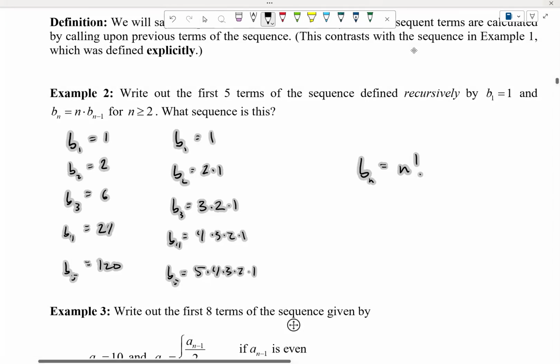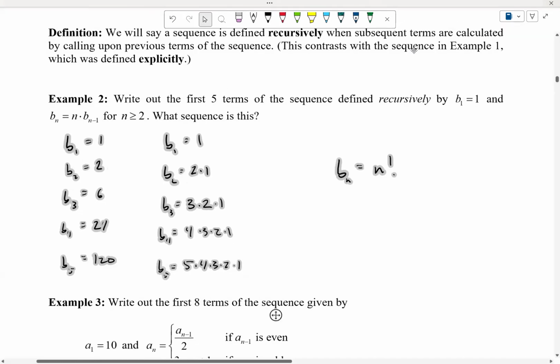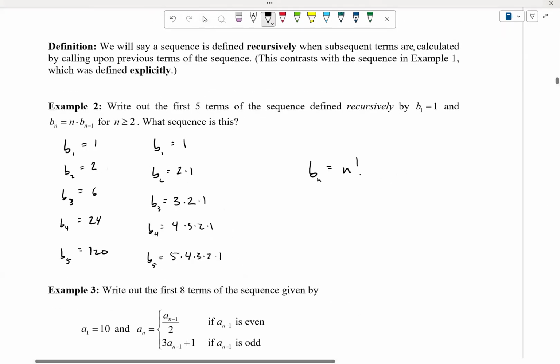So this would be explicit. It can't always be done that way. Like this wouldn't just happen to be, oh, this is just factorial. So they can't always be written one as the other.